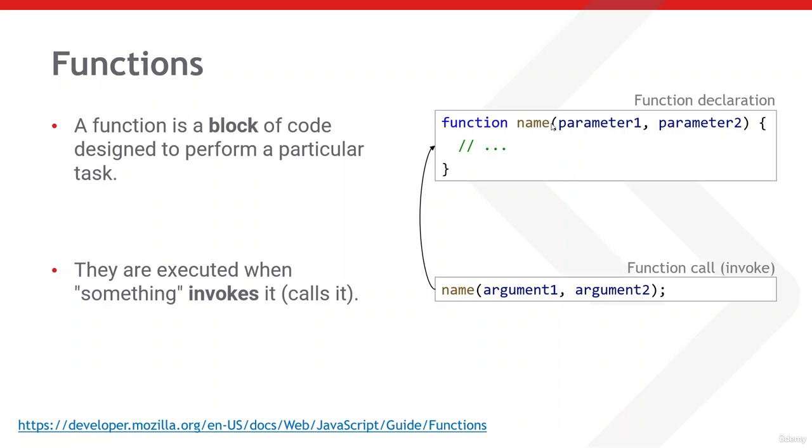I give a name for that function, and then I need to open and close parentheses. Inside those parentheses, I may or may not have some parameters. And then whenever I want to execute that block of code, I just need to call that function using the same name that I have created for that function, opening and closing parentheses. If that function accepts parameters, I can send arguments to that function.